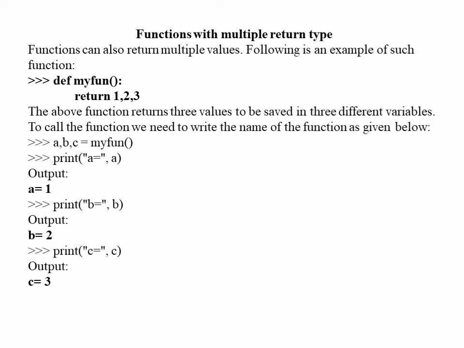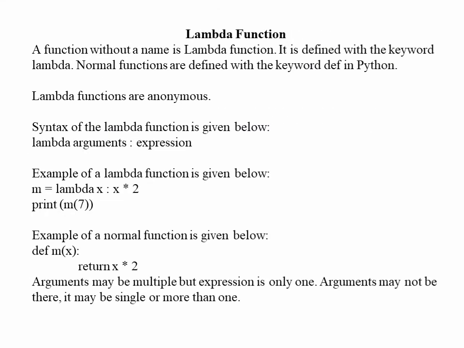So myfun is returning 3 values. The first value will be assigned to a, the second value to b, and the third one to c. So if we print a, it will output 1. If we print b, it will output 2, and if we print c, it will output 3. So you can see how multiple values go to multiple variables. This way a Python function can also return multiple values.